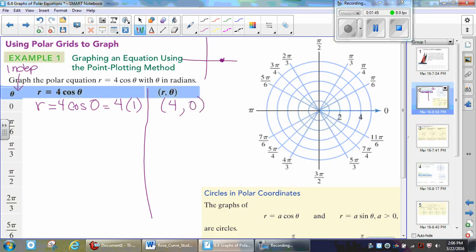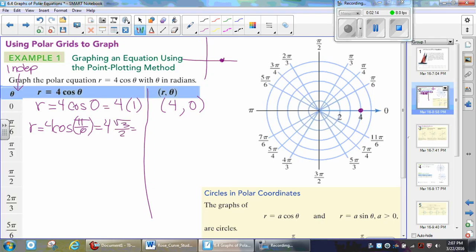So we plot that point, 0 radians, and then the radius is 4. That's the point. Next one will be r is equal to 4 times the cosine of pi over 6. Remember, pi over 6 is like 30 degrees. So what is the cosine of pi over 6? Square root of 3 over 2.